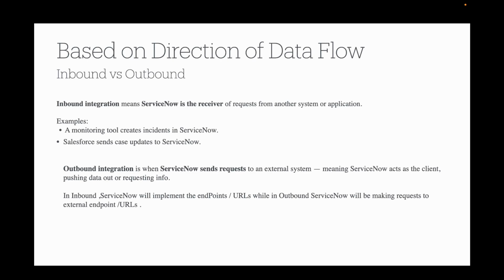Outbound integration is when ServiceNow sends request to an external system, meaning ServiceNow acts as the client pushing data out or requesting information. In inbound, ServiceNow will implement the endpoints or URLs, while in outbound, ServiceNow will be making requests to external endpoint or URLs. So, by the crux of it, you can understand this thing by: in inbound integration, ServiceNow acts as the server, while in outbound integration, ServiceNow acts as the client.